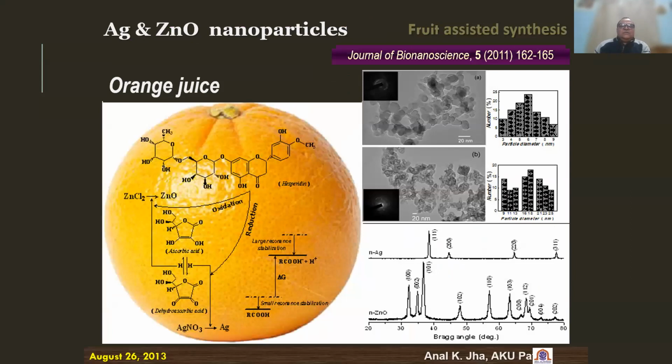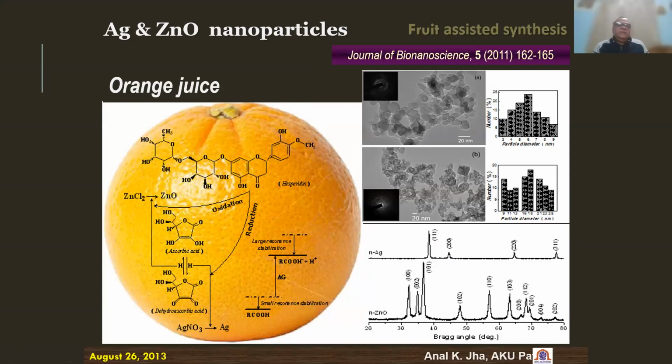Then orange juice. Using orange juice, we were able to synthesize the metal as well as the oxide, zinc oxide, as well as silver nanoparticles. That was quite encouraging. It has this very promising compound, hesperidin. It is a good treatment against venous ulcers. And if you add silver to it, it is a very convincing treatment for diabetic foot and venous ulcers. It needs to be optimized, of course, and clinically tested.